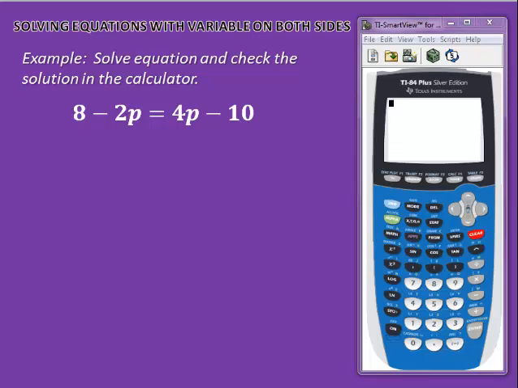In our second example, we have 8 minus 2p equals 4p minus 10. Now this one's going to be very similar to the last one. So what I'd like you to do is to pause the video and try to work this one out, and then when you get done, turn the video on and walk through the steps and see how you did.